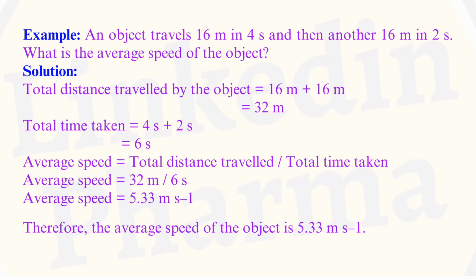Example: an object travels 16 meters in 4 s and then another 16 meters in 2 s. What is the average speed of the object? Solution. Total distance traveled by the object equals 16 m plus 16 m equals 32 m. Total time taken equals 4 s plus 2 s equals 6 s. Average speed equals total distance traveled per total time taken, equals 32 m per 6 s, equals 5.33 m s⁻¹. Therefore, the average speed of the object is 5.33 m s⁻¹.